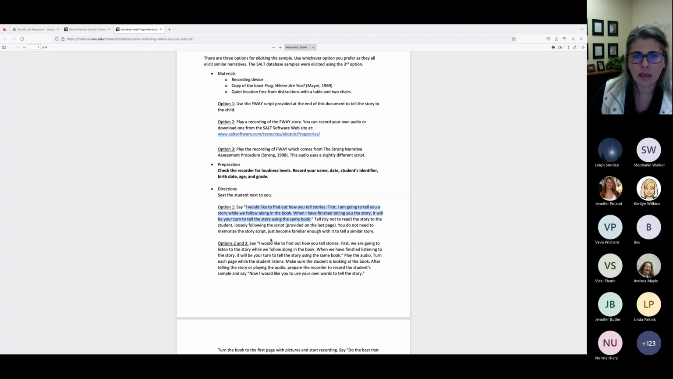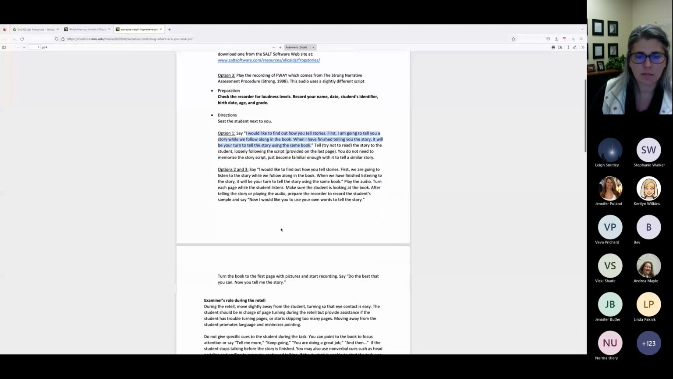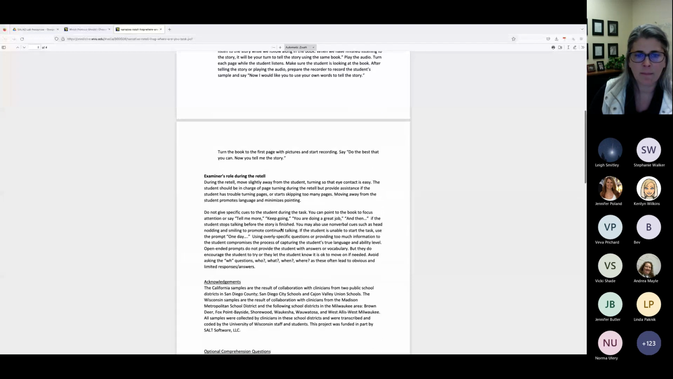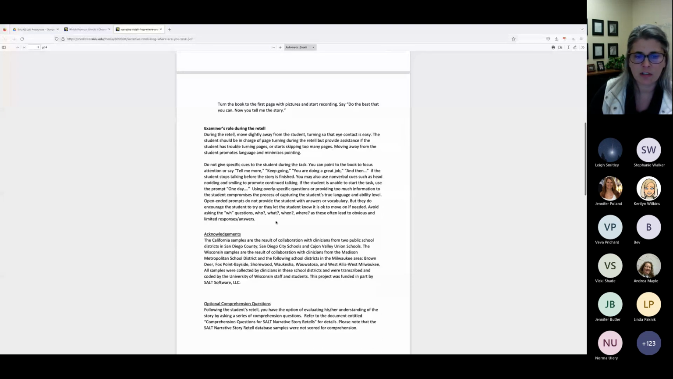So again, as much as possible, you want to try and stick to the wording that's in the quotes, just like you would with a standardized test, just so that we can be consistent with the database. And then there's just different tips as you go down here about what you can and can't do.